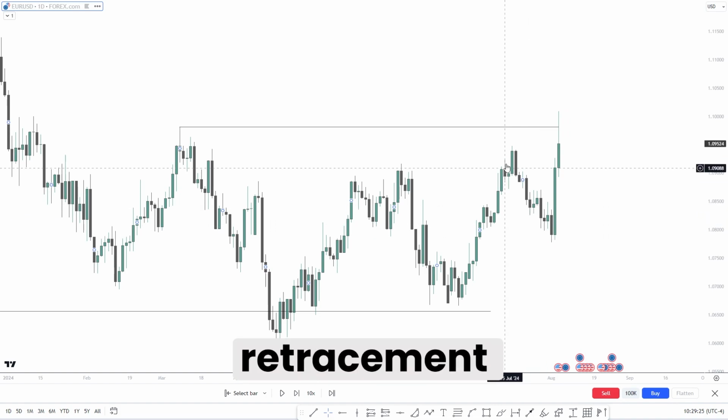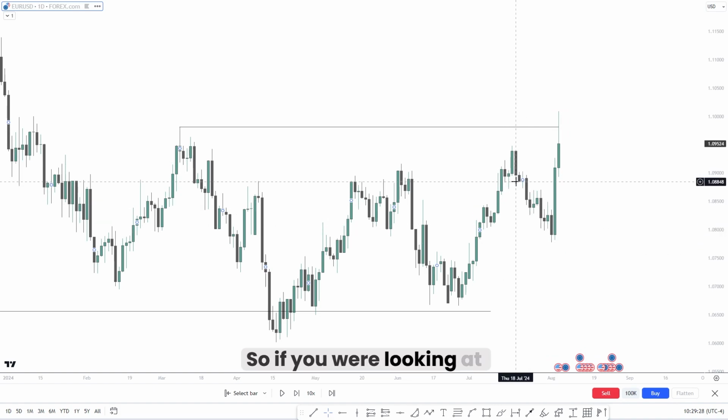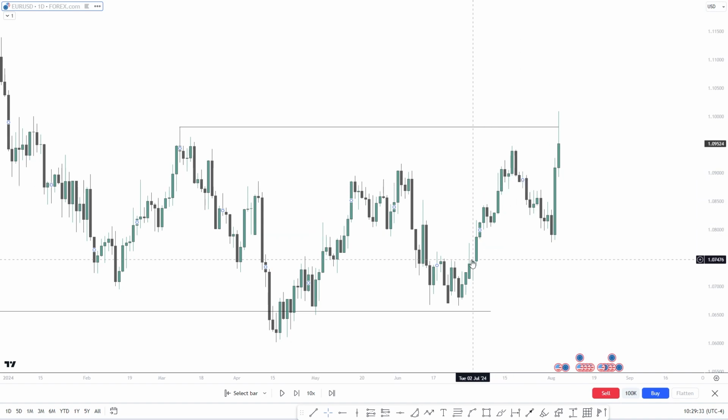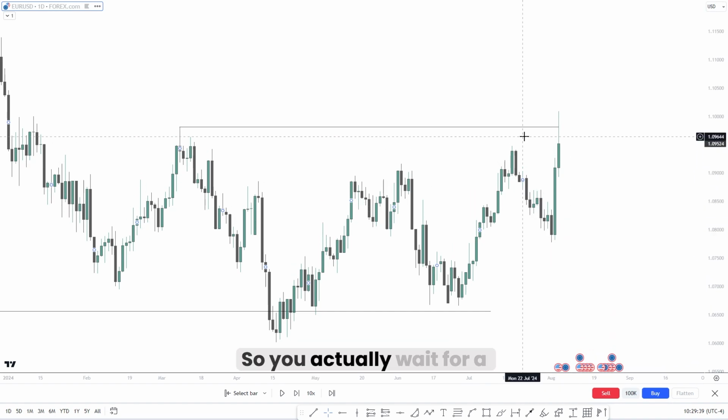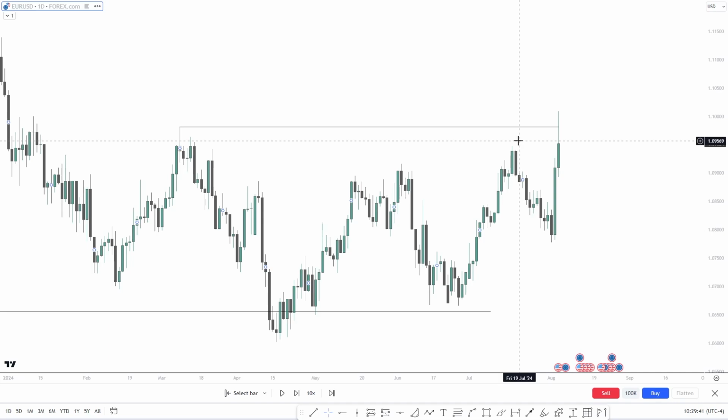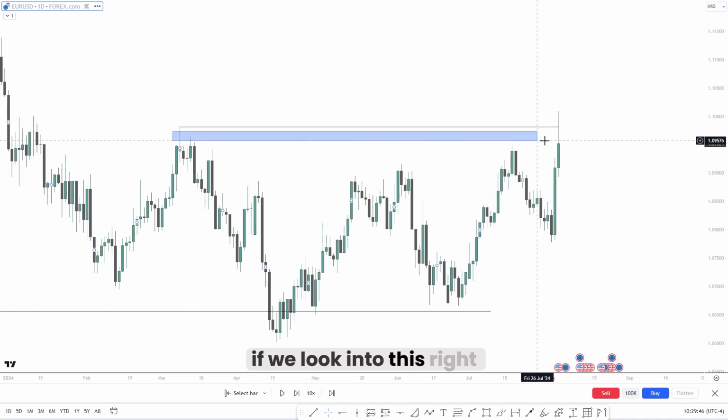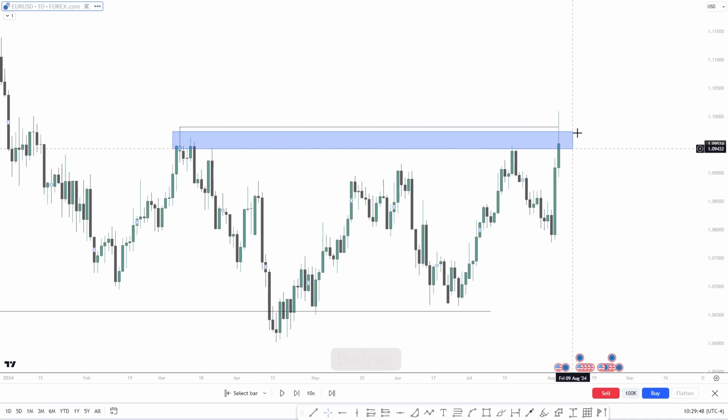For example, look at this retracement from here to here. So if you were looking at the chart from here, let's say here, you were bullish seeing the trend, look at what you had to go through. So it is simple. You actually wait for a high to be taken out or a low to be taken out. So in this case, if we look into this right here, we see a high being taken out.